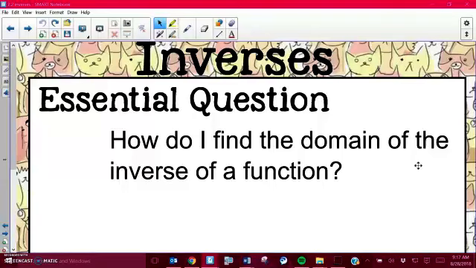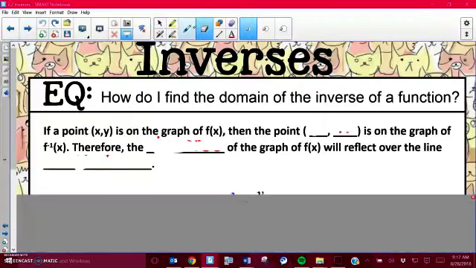Today we're going to do another Algebra 2 review where we're talking about the inverse of a function. So the goal today is to be able to find the domain of the inverse of a function. So let's remind ourselves what an inverse is.